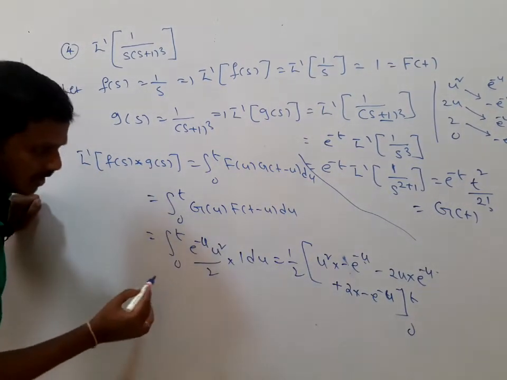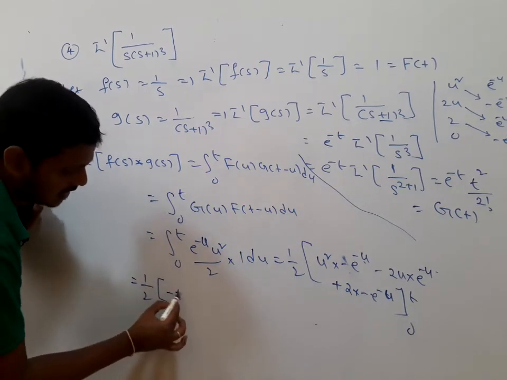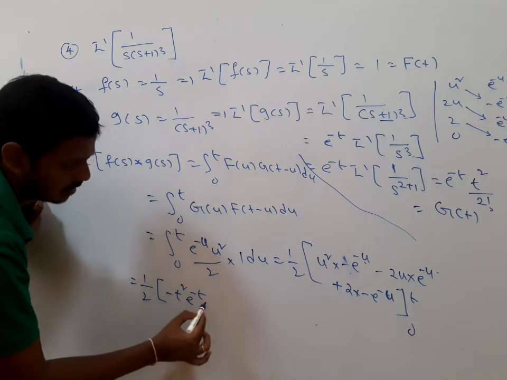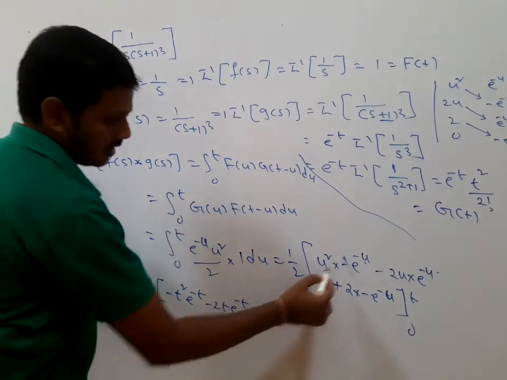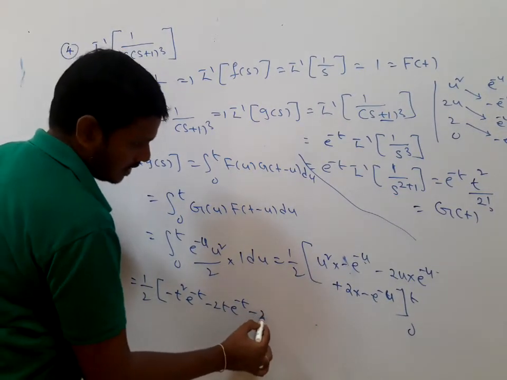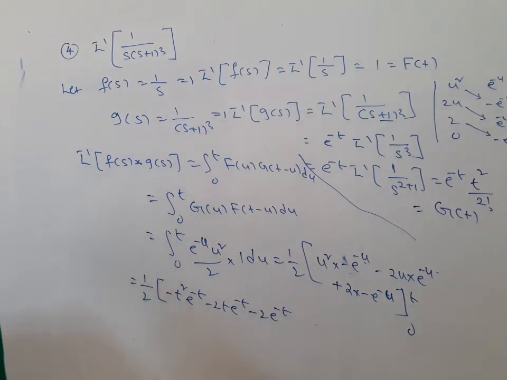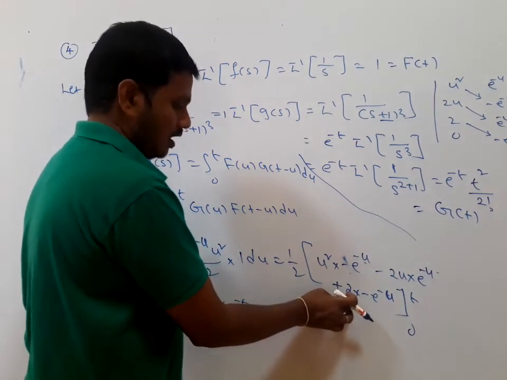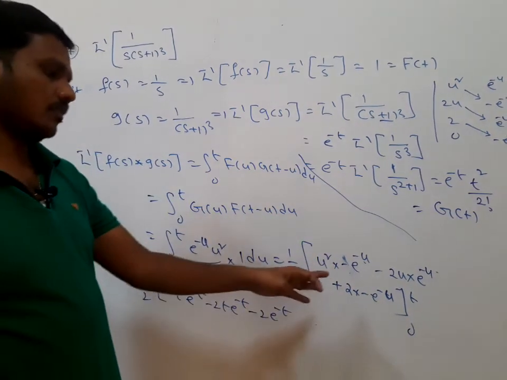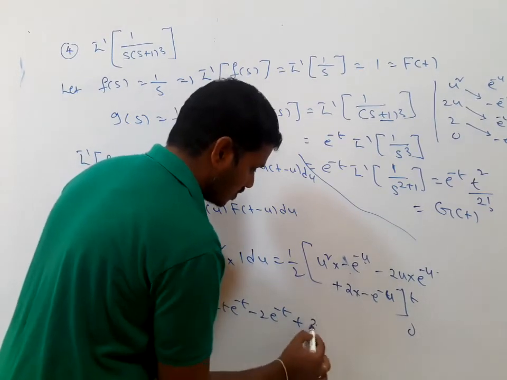Yes, if you take those limits, we have 1 by 2. So it is first minus t square e to the power of minus t, minus 2t e to the power of minus t, next minus 2 e to the power of minus t. Next, at 0, this one is 0, this one is 0, only this term we have, and e to the power of 0 is equal to 1, minus and minus, plus, e to the power of 0 is equal to 1, 2.